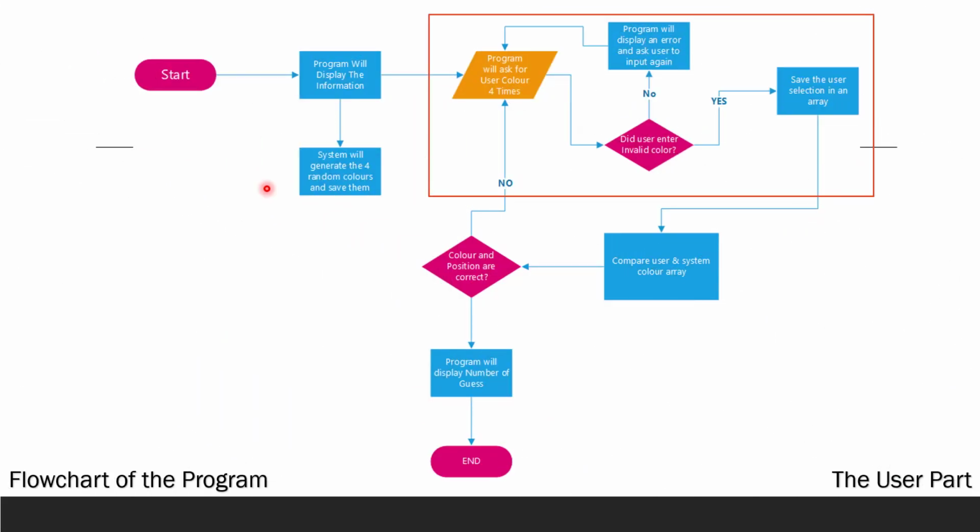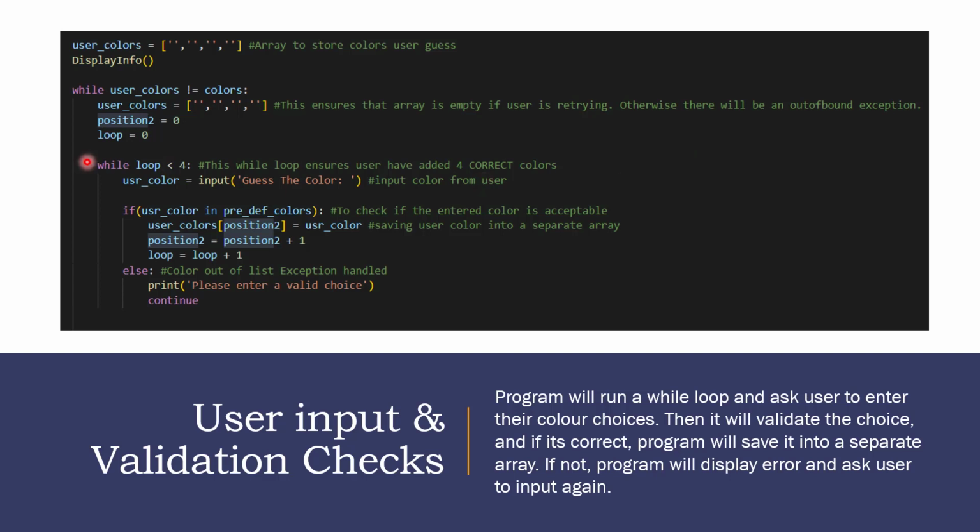Simple. Okay, so this is the user part. Let's go over the code. Here, as you can see, we are taking an input from the user. This is the validation check. Let's see how this is working. First of all, we are using a while loop with a loop variable that counts till 4 because we need 4 colors from the user. And then here we input the user color, and this if condition right here is a validation check.